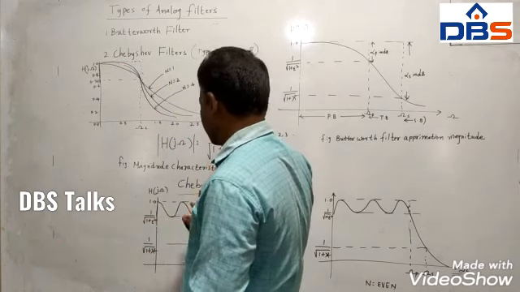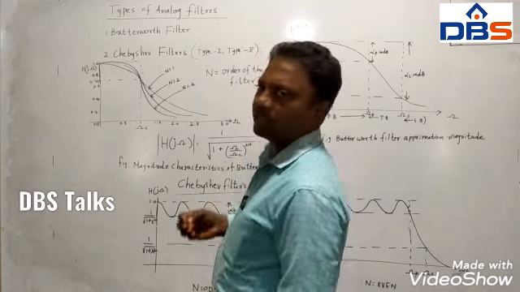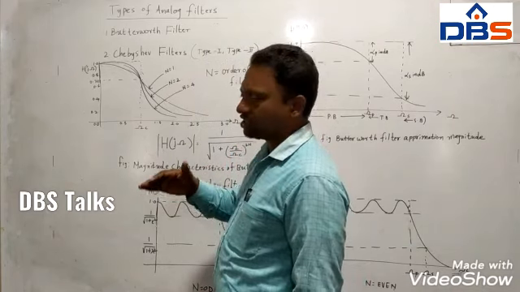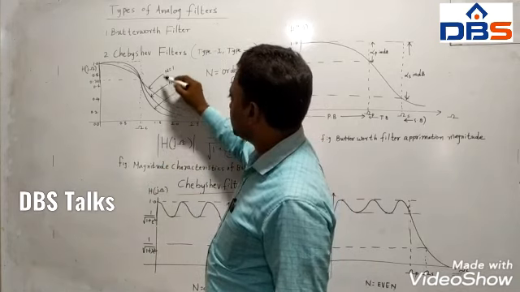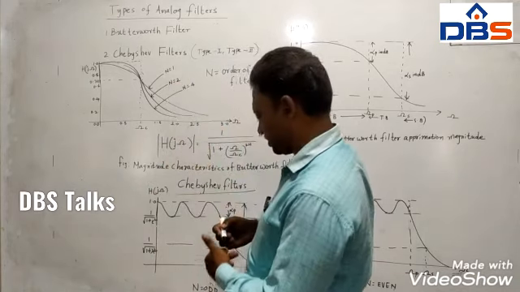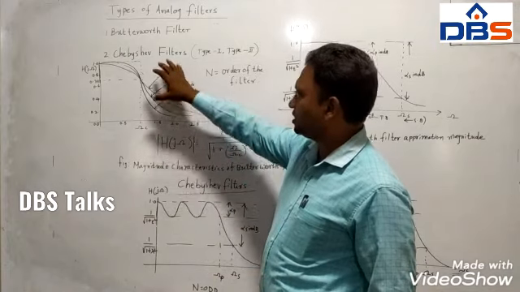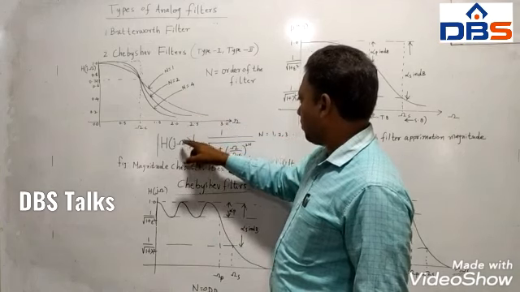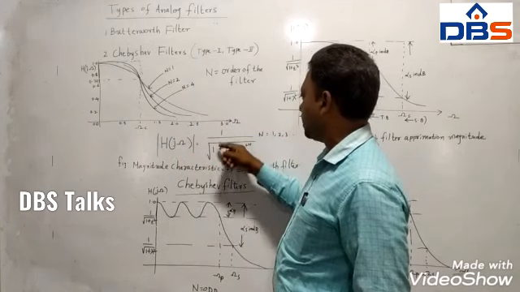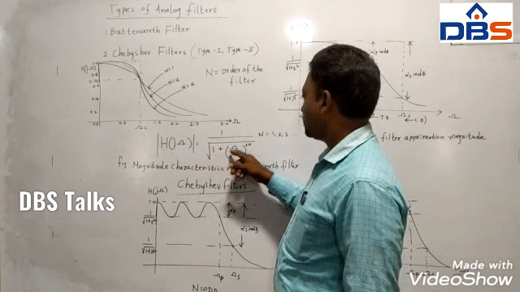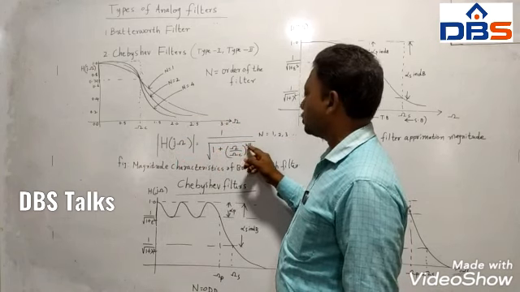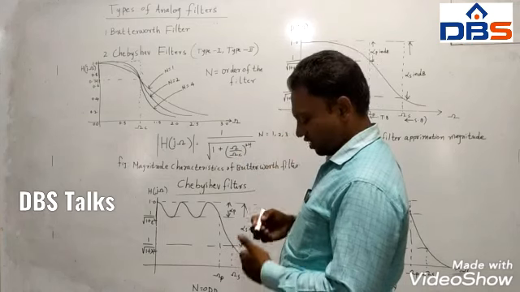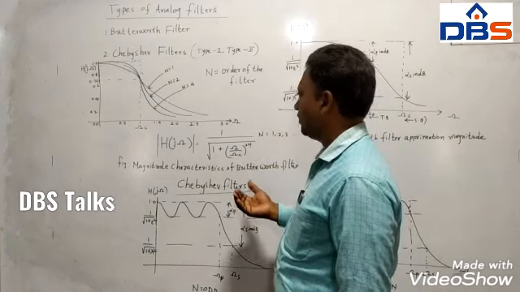But generally we cannot design a filter with ideal characteristics. So we have some magnitude response which is not ideal. The magnitude response of this Butterworth filter is mod H of j omega equal to 1 by under root of 1 plus omega by omega c to the power 2n. Here n is the order of the filter, which generally varies from 1 to n. It can have any value.